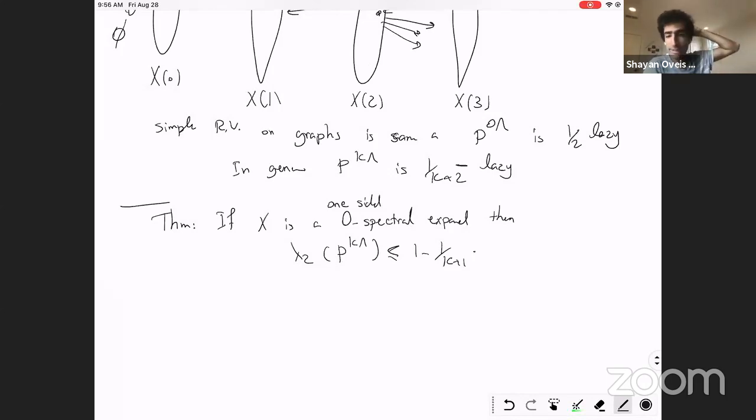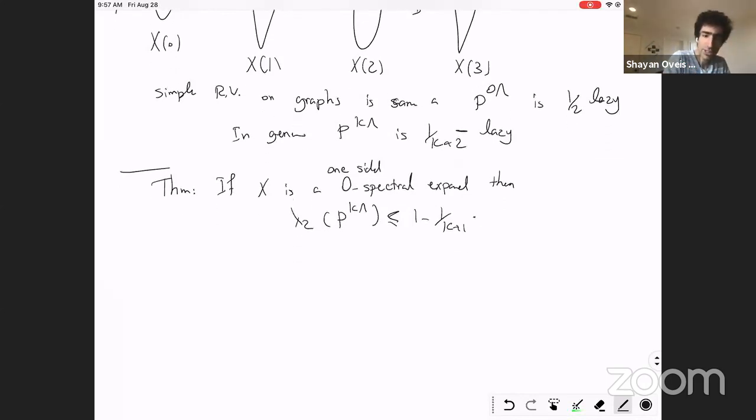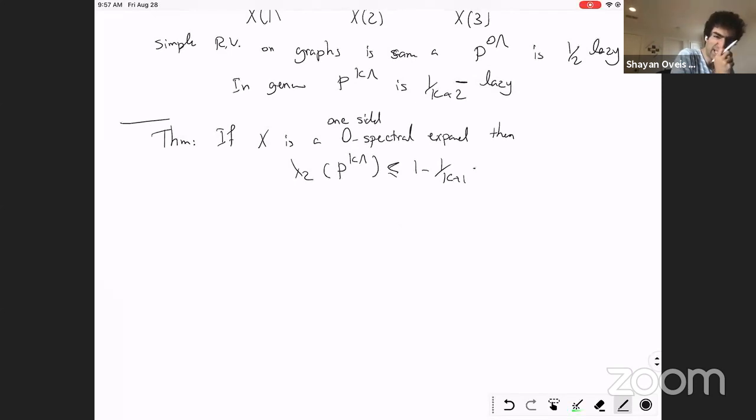So immediately from this, you would get that if you run this Markov chain for r times log of the number of bases, you would mix. But there are better bounds, you don't actually need to run for r times log of the number of bases. Something like r times log r is also enough. Okay, so how to show this? I just wanted to tell you the main idea.